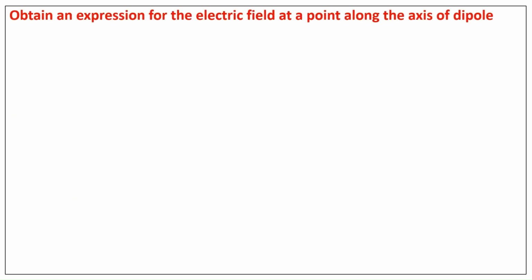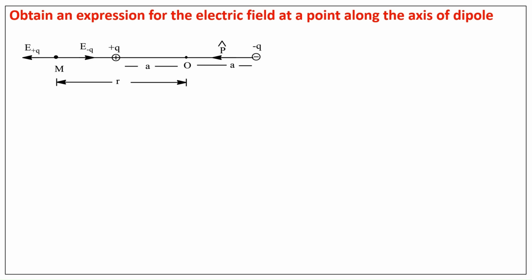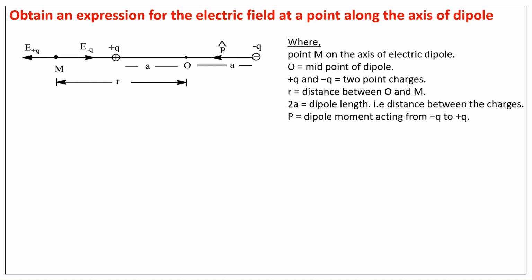Next, a very important derivation. Obtain an expression for the electric field at a point along the axis of a dipole. Solution. From the figure, let plus q and minus q be the two point charges separated by a distance 2a. p is the dipole moment acting from minus q to plus q. O is the midpoint of the dipole. Point M is on the axis of the electric dipole, and r is the distance between O and M.